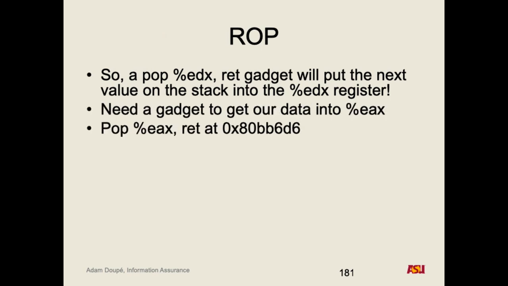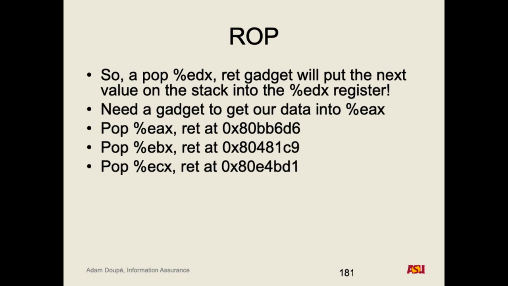Now we need a gadget for the EAX register. So we look for more gadgets. We'll see that there's a pop EAX return at this memory location. There's a pop EBX return at this location, pop ECX return, an XOR EAX EAX return. Why is this useful? Yeah, it zeroes EAX, which can be nice, depending on what we need to do.